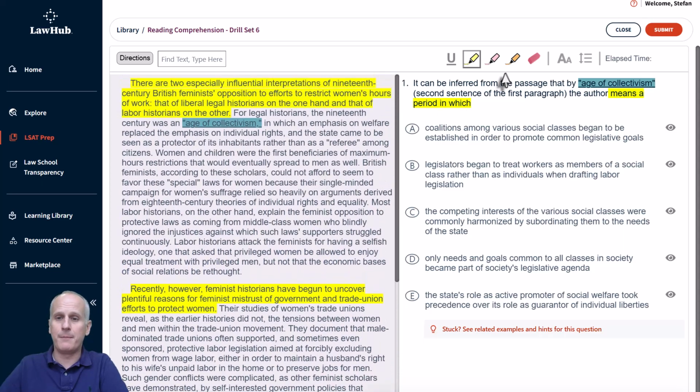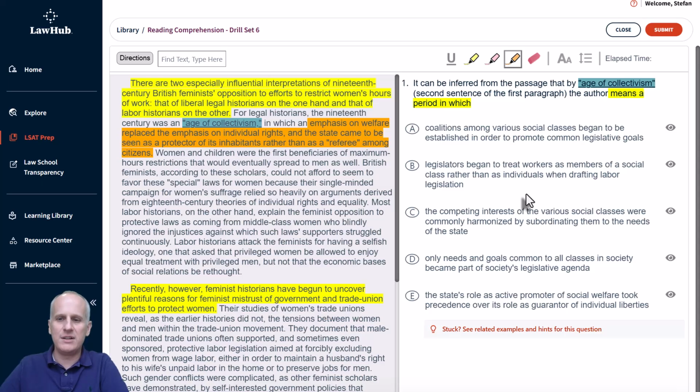So we'll scroll back up here and we can select a different highlight color if necessary to focus on what the age of collectivism means. And we can reread just for this term. For legal historians, the 19th century was an age of collectivism in which an emphasis on welfare replaced the emphasis on individual rights, and the state came to be seen as a protector of its inhabitants rather than as a referee among citizens. And we really should just focus on what is highlighted in orange as we evaluate the answer choices. So starting with choice A.